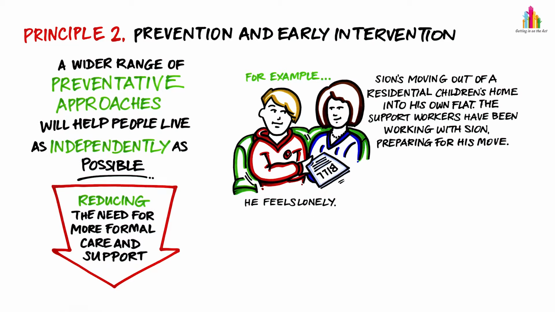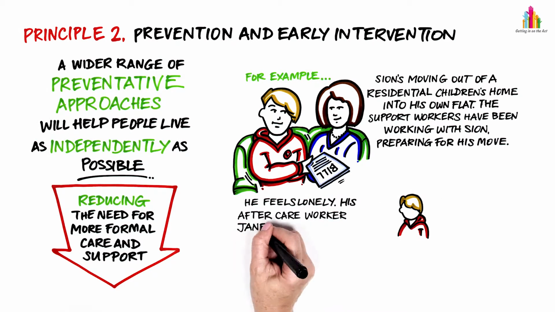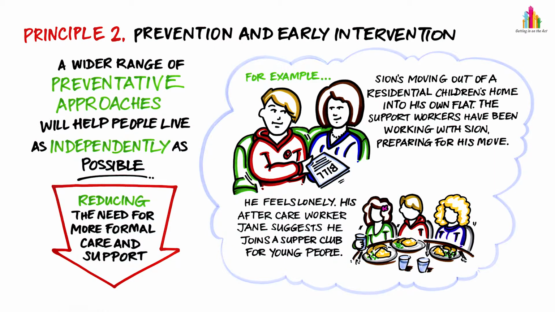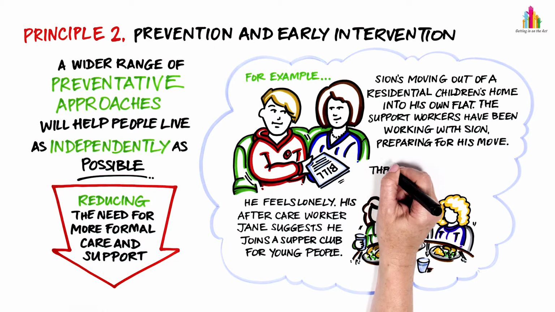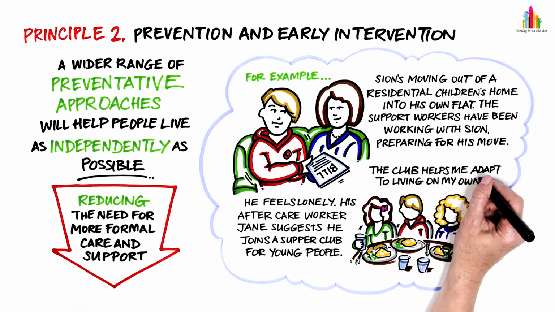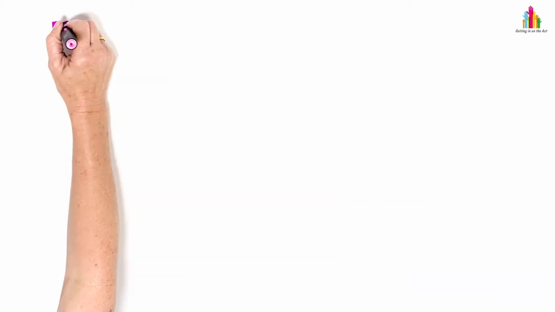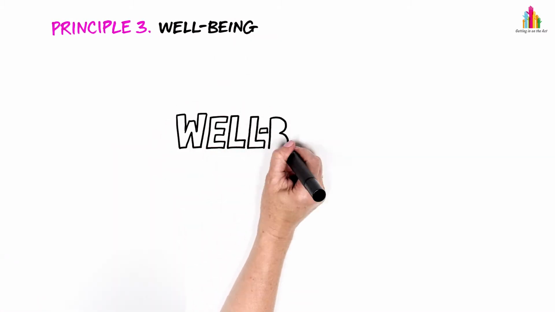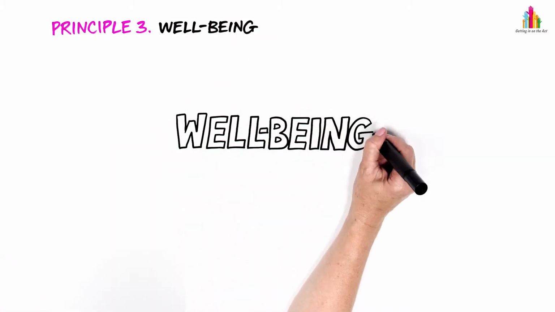He feels lonely. His aftercare worker Jane suggests he joins a supper club for young people, which he does. Sean finds the company and additional advice and support at the club help him to adapt to living on his own. Principle 3. Well-being. At the heart of the Act is people's right to well-being.